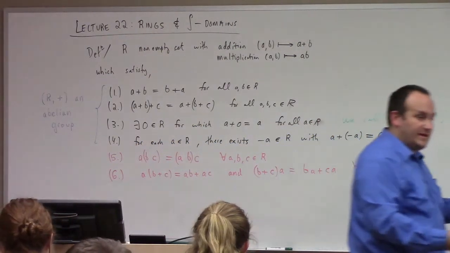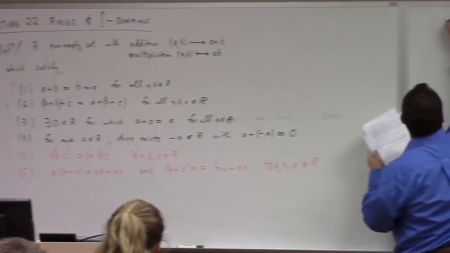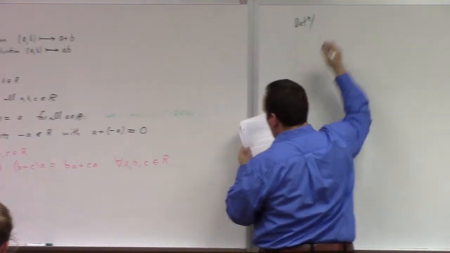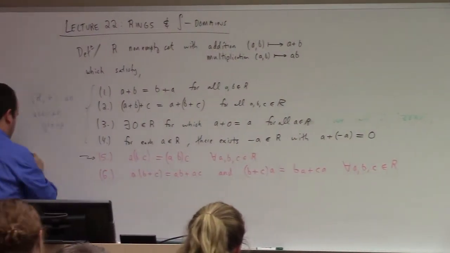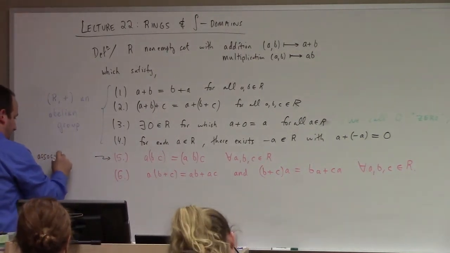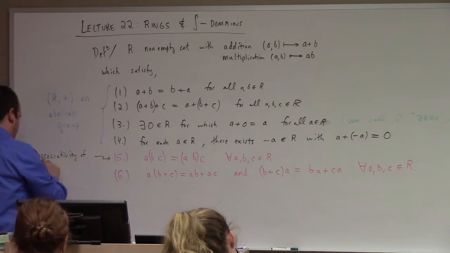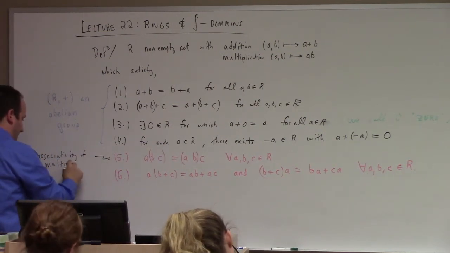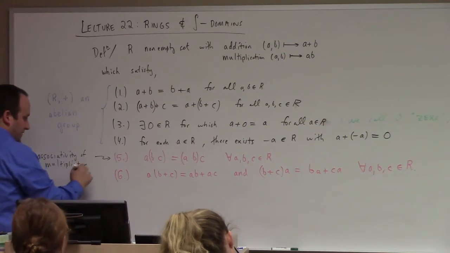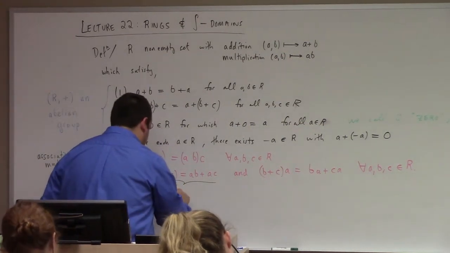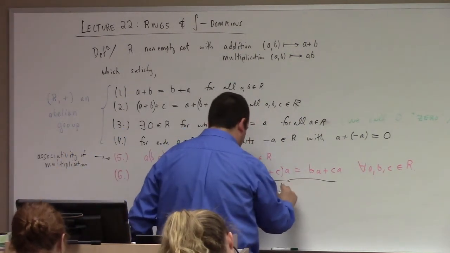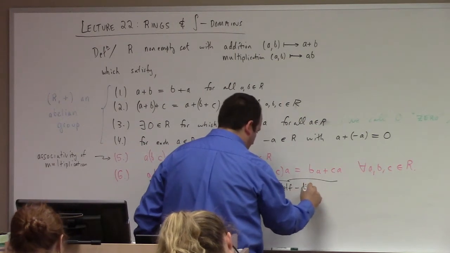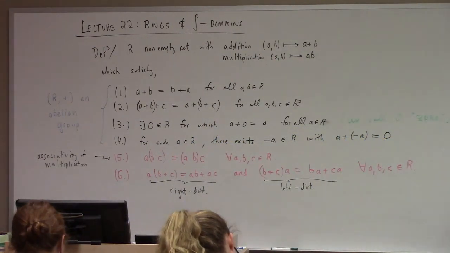Before I even get to examples, though, I need to get a little bit more terminology. So, definition. Five is what? This is associativity of the multiplication. And the last one is known as the distributive laws. This is right distributive, and this is left distributive, I think.